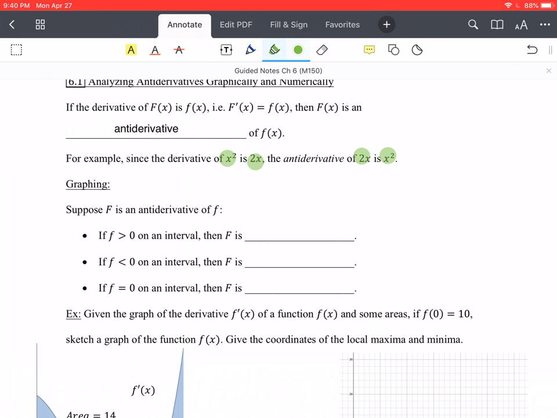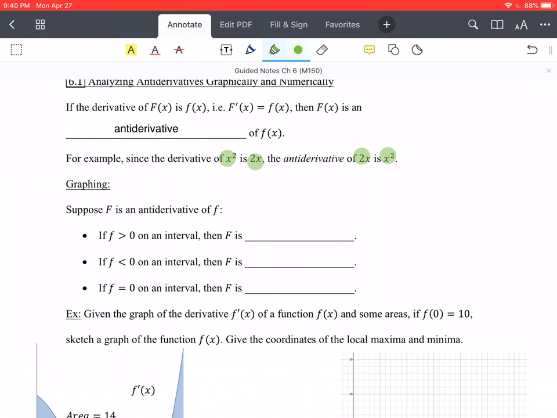Okay, this is why it is important to make sure that you're solid on your derivatives, because if you want to compute an antiderivative, you first need to know what its corresponding derivative is. So again, we're going to use this x squared example a lot, but since the derivative of x squared is 2x, the antiderivative of 2x is x squared. Okay, so we're starting with the derivative, and now we're working our way backwards. We're trying to find out, if I have this function, what function must I have started with if I took a derivative?